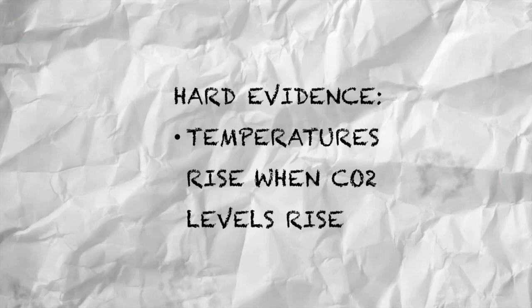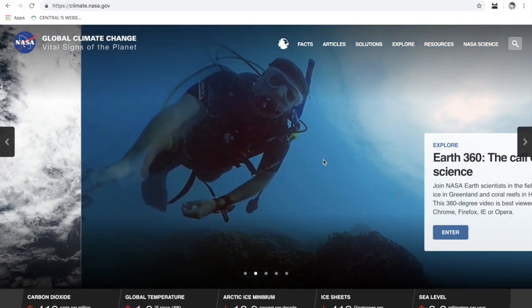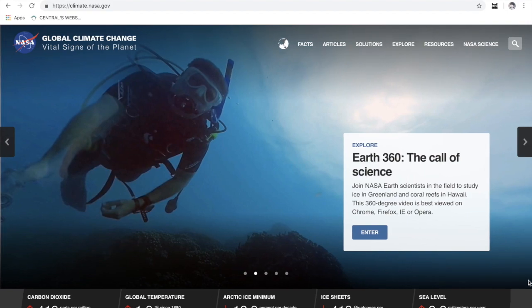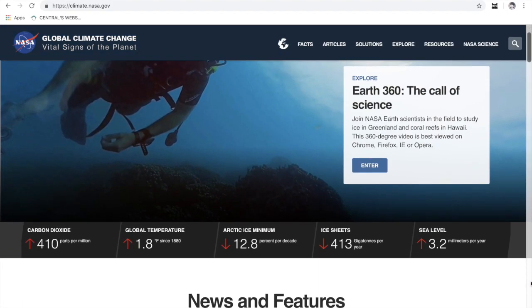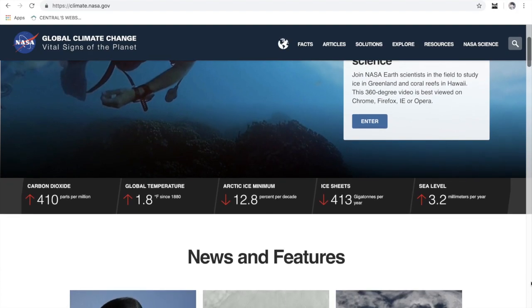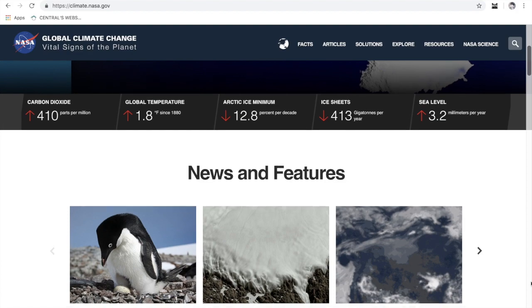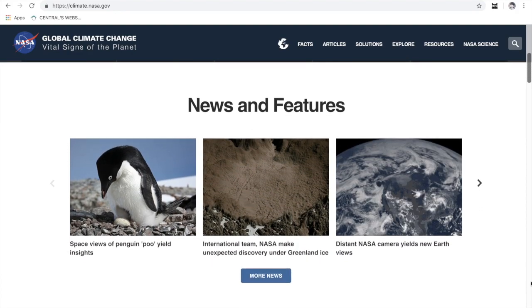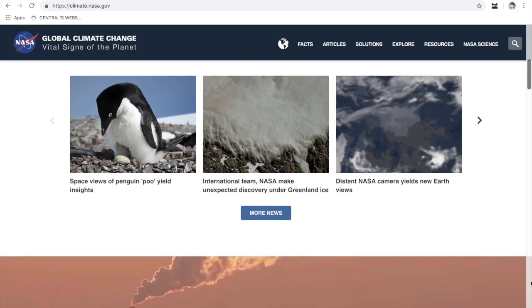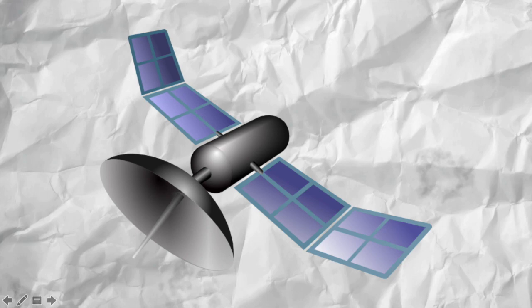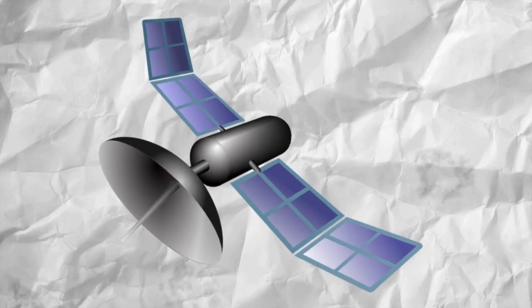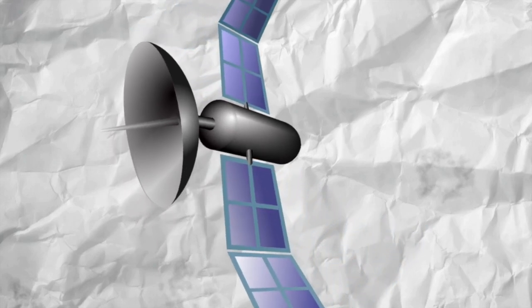People also take into consideration other evidence, such as the following gathered from NASA, Global Climate Change: carbon dioxide levels have never been this high in 650,000 years. Average global temperatures are up 1 degree since 1880. Arctic ice is decreasing and sea levels rise 3.2 millimeters per year. We are able to find accurate data from Earth-orbiting satellites and other technological advances gathered over many years.